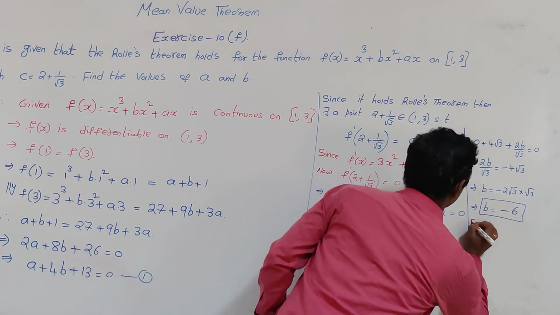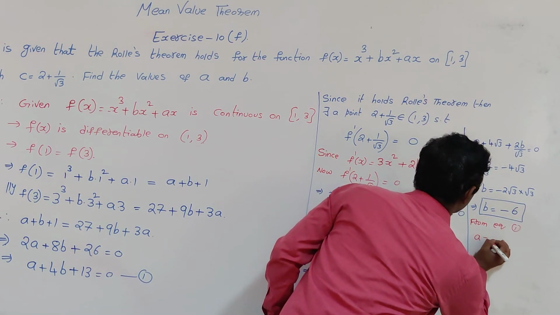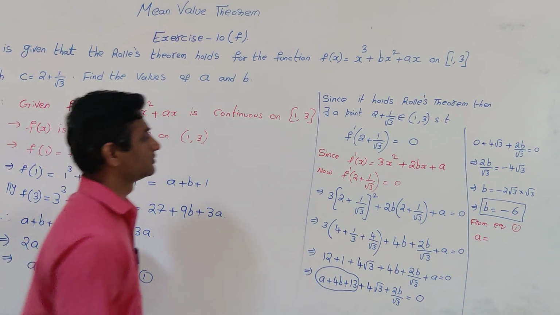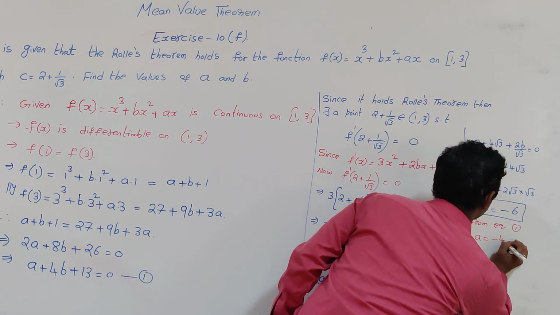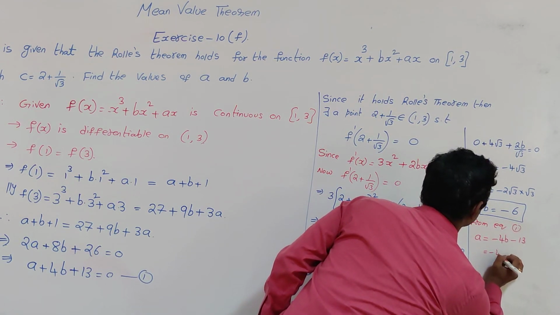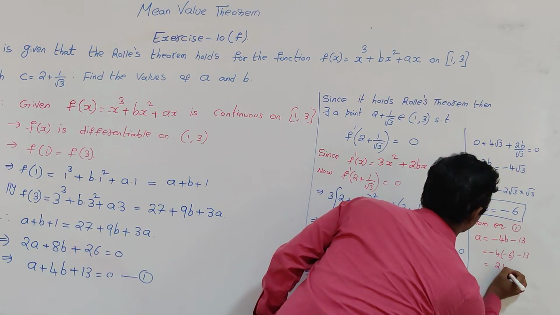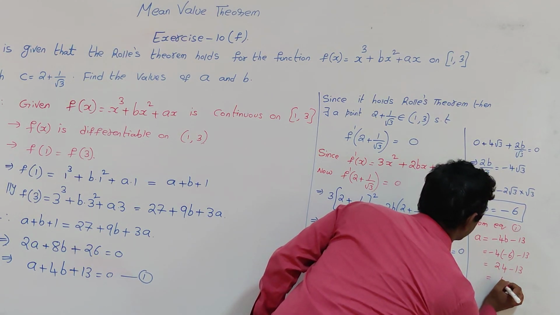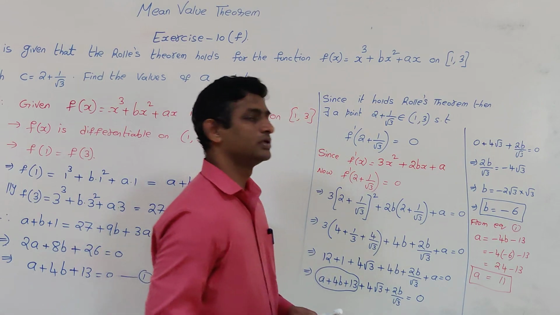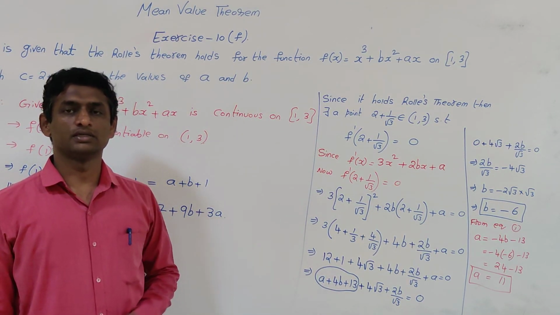So from equation 1, a is equal to minus 4b minus 13, which is minus 4 times minus 6 minus 13. So 24 minus 13, which is 11. So a is equal to 11. So those are the values of a and b. Next problem.